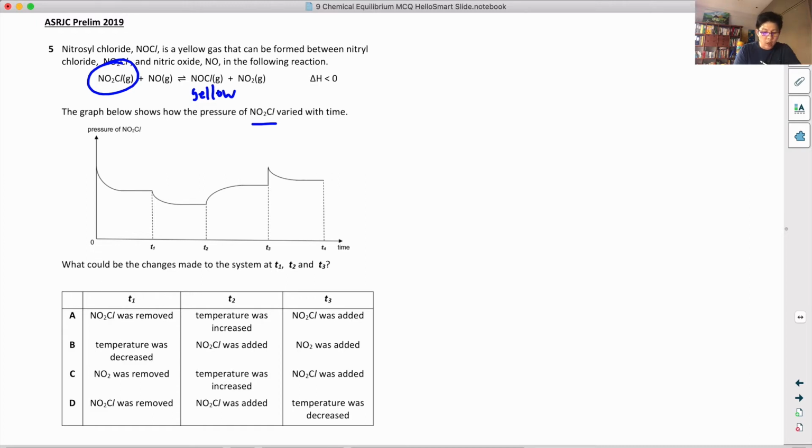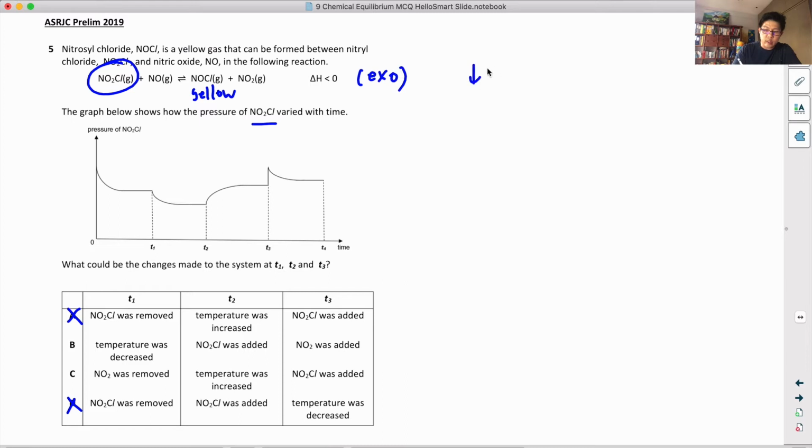All right. Okay, over here, let's take a look. If NO2Cl was removed at T1, the graph will look like this. Okay, we'll actually see a big drop. If NO2Cl was removed, you see a big drop, but you don't see it on the graph. So definitely, I take it as A and D are wrong already. A and D are actually wrong. Okay, if temperature was decreased, this reaction is actually exothermic.